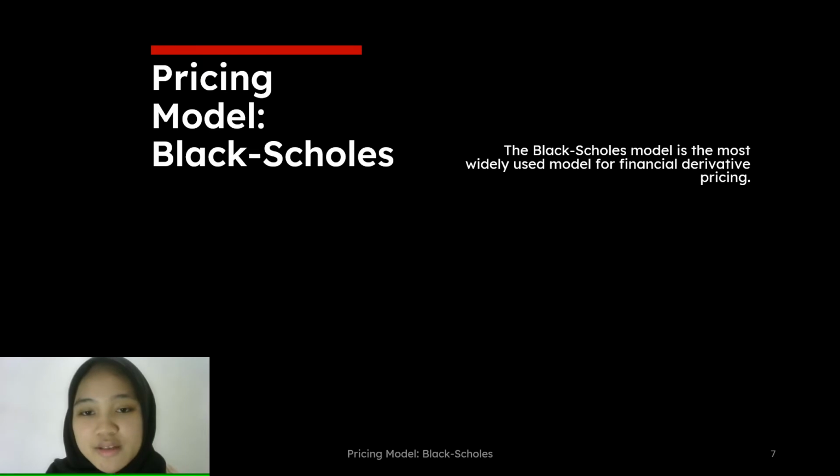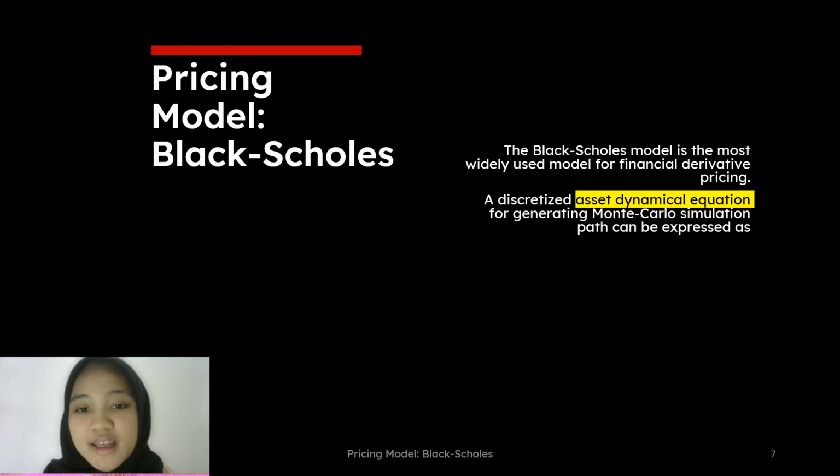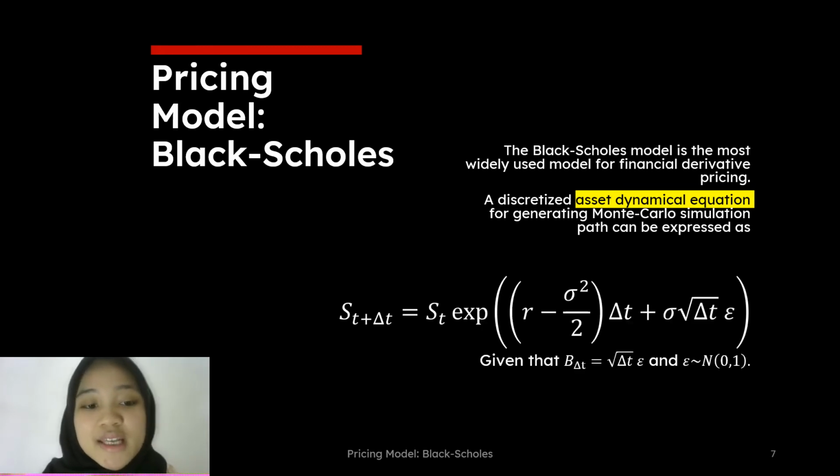The first model is Black-Scholes. The Black-Scholes model is the most widely used model for financial derivative pricing. A discretized asset dynamical equation for generating Monte Carlo simulation paths can be expressed as the equation presented on the screen, where r is the risk-free rate of return, sigma is the annual volatility, and epsilon is the standard normal variable with mean 0 and variance 1. By looking at the equation, it can be noted that generating the asset evolution over time only requires one parameter to be estimated, that is sigma. For simulation, the factorized version of this equation will be used.